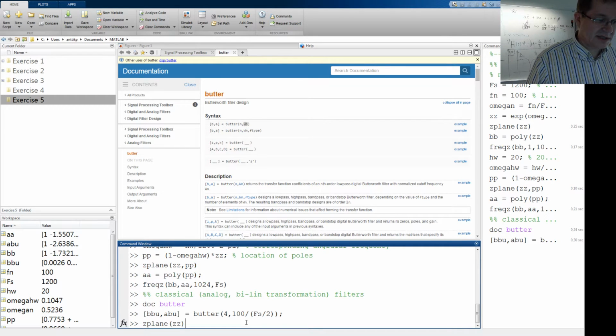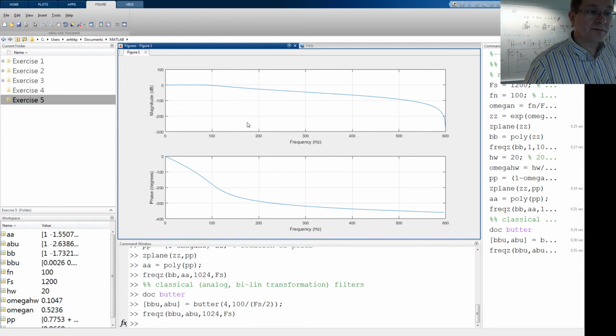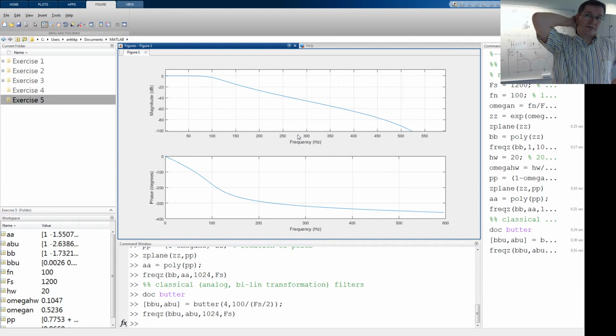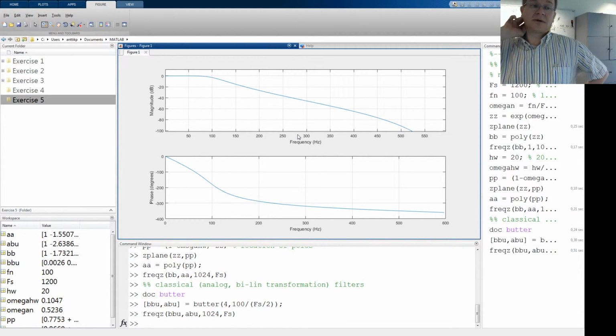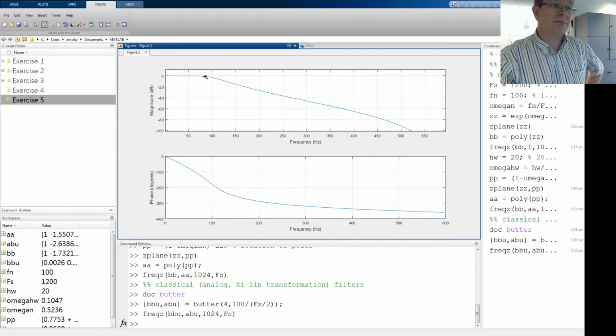Let's make this not the C plane. Frequency response, b, a. Yep. That's the fourth order Butterworth filter. It has a fairly flat passband and then not too steep a transition band, and the cutoff frequency is right here.